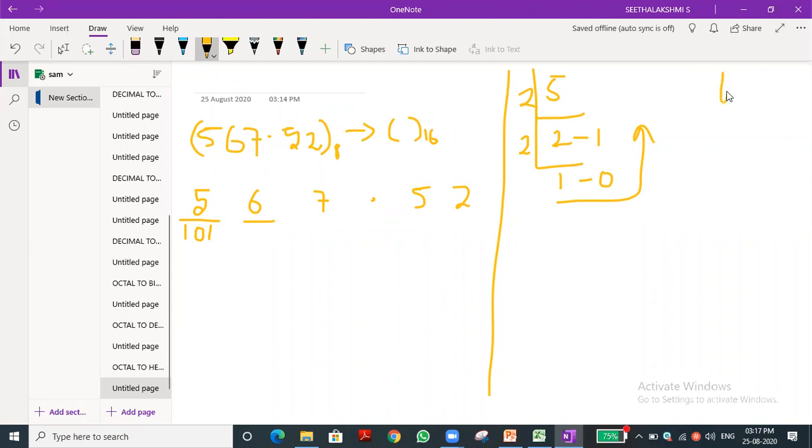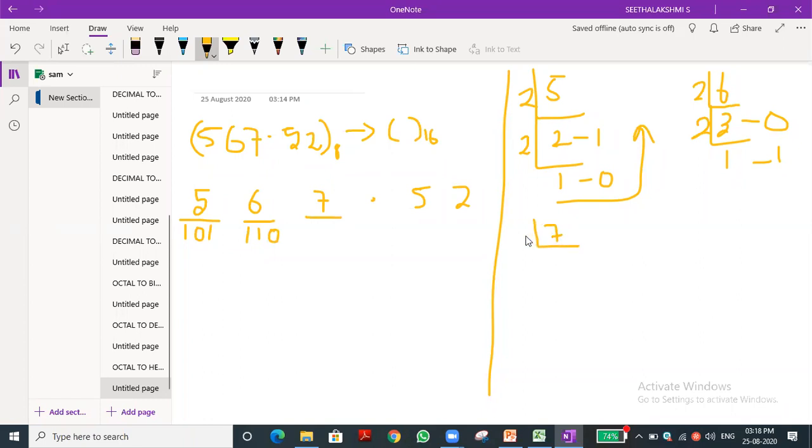6 conversion, do it. Tell that. If you tell, then only I will do it. 2 3s are 6, so 3. Remainder 0. Then again divide by 2. How many 2s are there? One 2 is 2. Remainder 1. So what is the value? 1 1 0. Okay, then for 7, what is the 7 conversion?